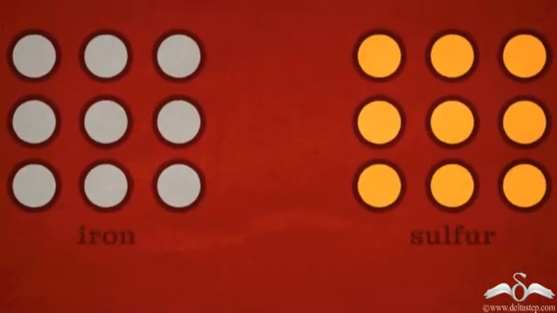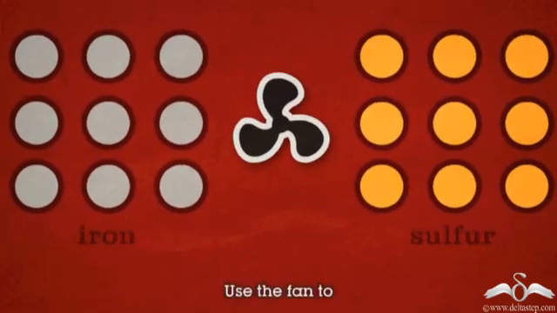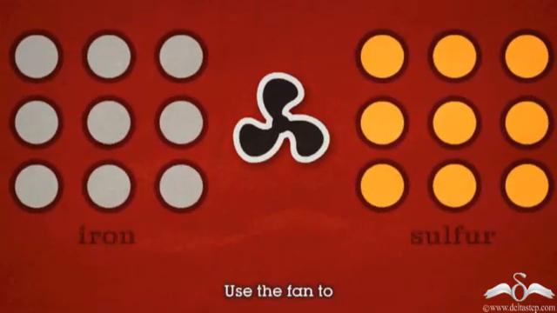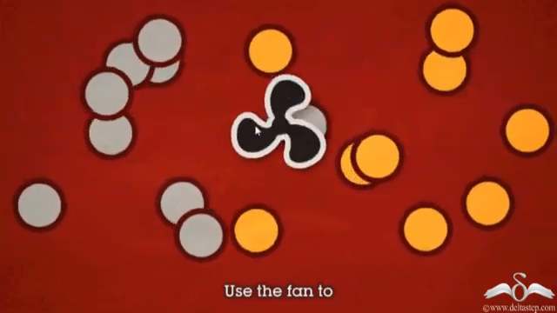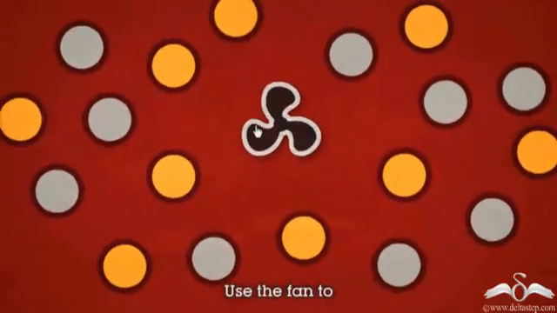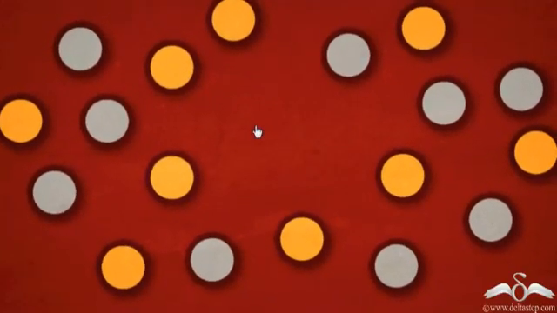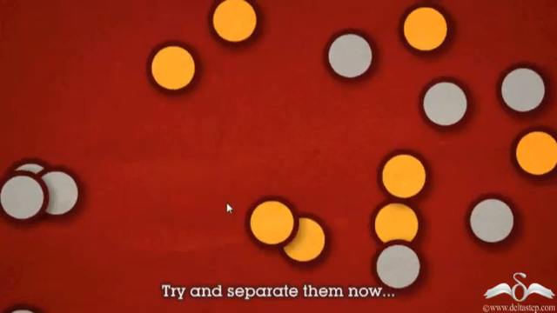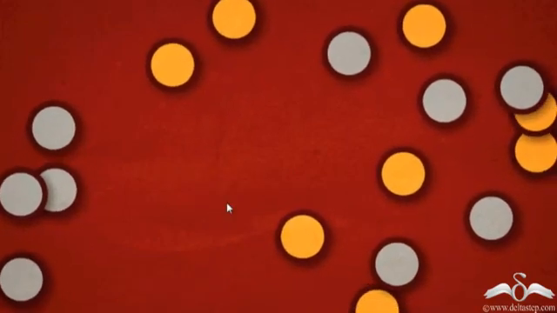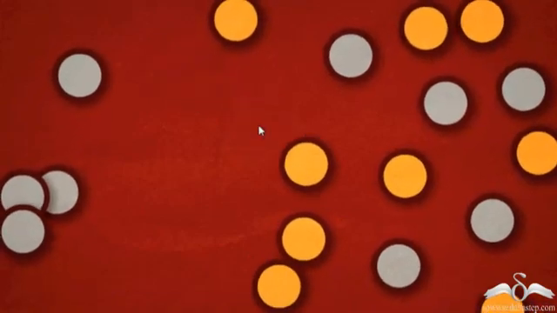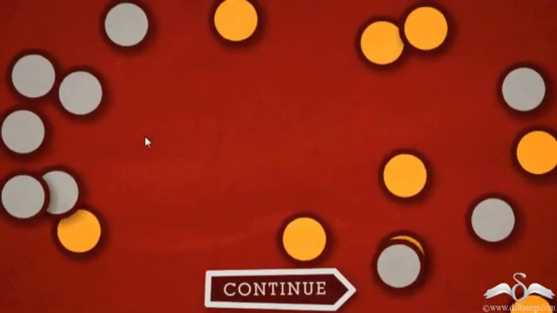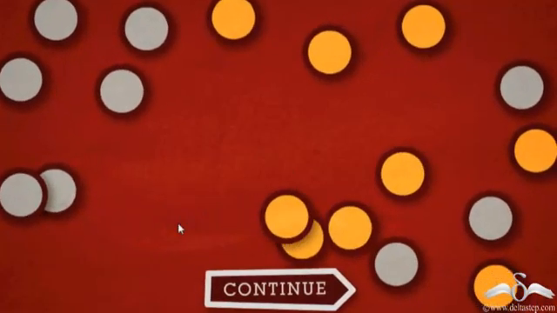So here we have iron atoms and sulfur atoms. We use a fan to mix these atoms. That is, we mix the atoms of iron and sulfur. Observe what happens. So now we have mixed these atoms. Now we'll try to separate the atoms. So you see that there is no chemical force between the iron and the sulfur atoms. Hence, we are able to separate them using physical methods. That is, we are able to separate them manually. There is no chemical force between iron and sulfur atoms.